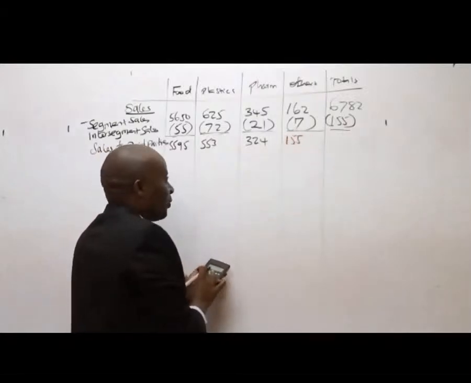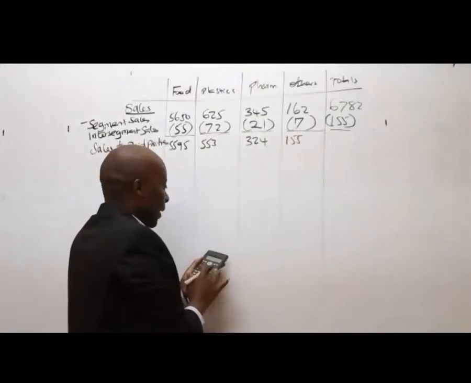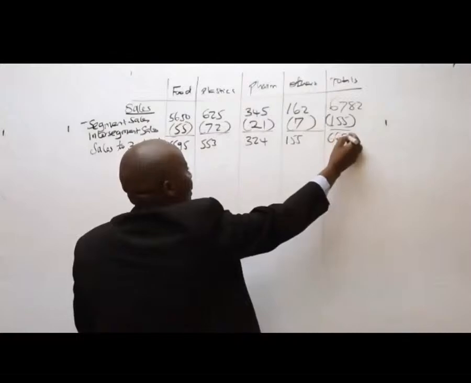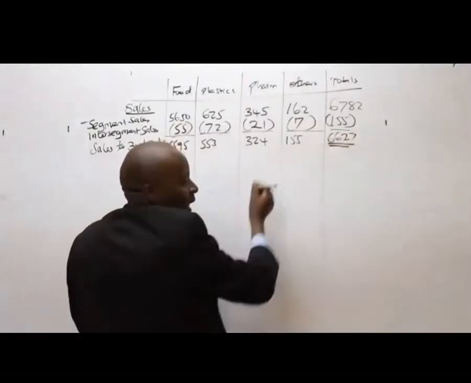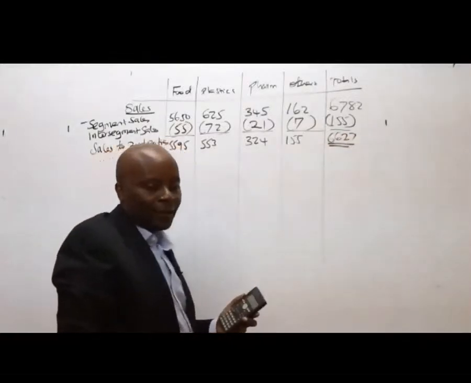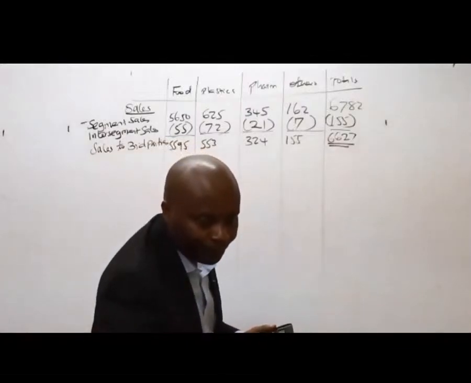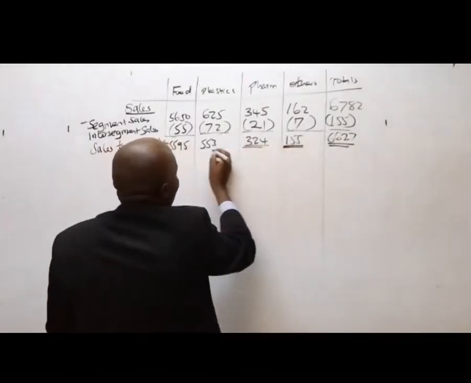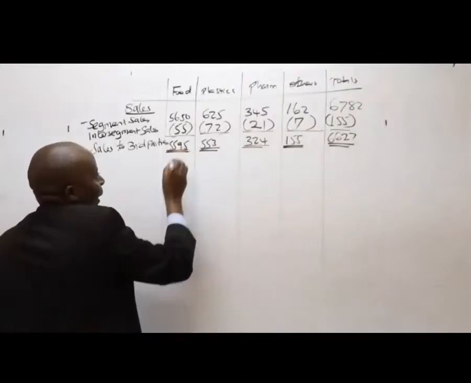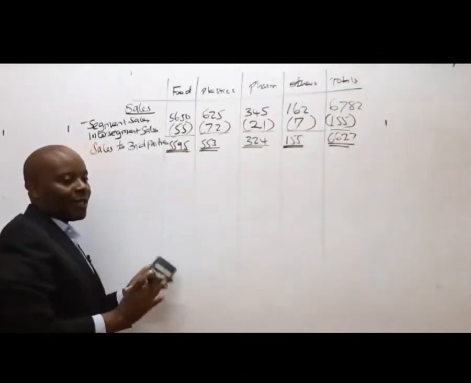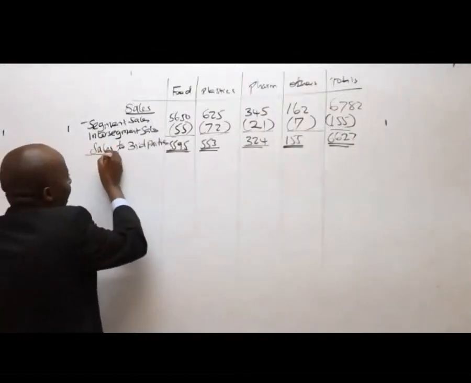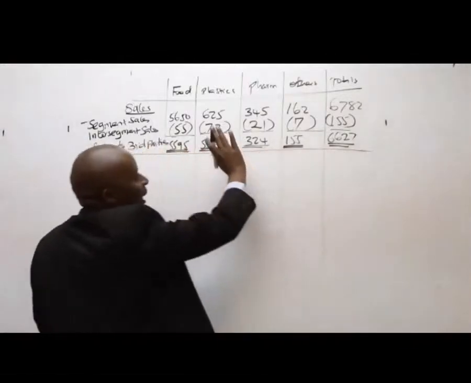Then we have 67.82 minus 155, giving me 66.27. So remember that these figures are an end by themselves. So you need to double underline them, like that. So that is the first disclosure up there, that is the end of that area.